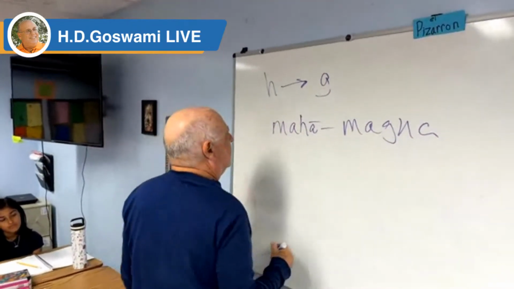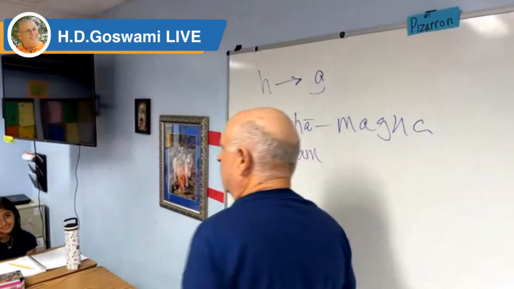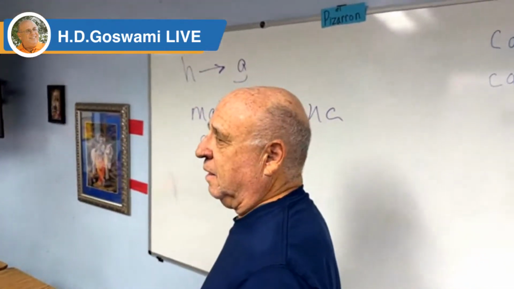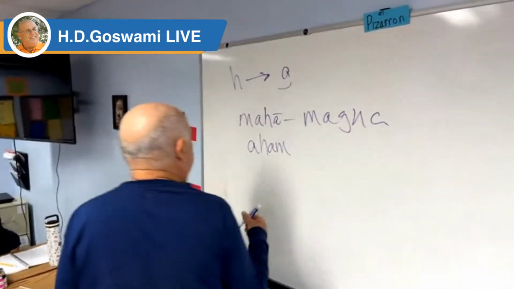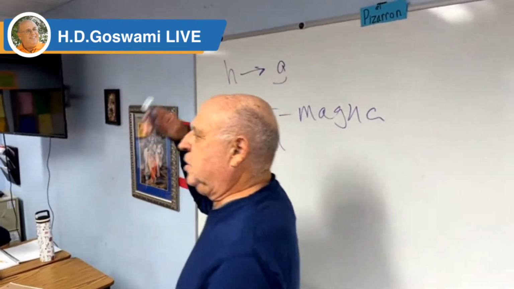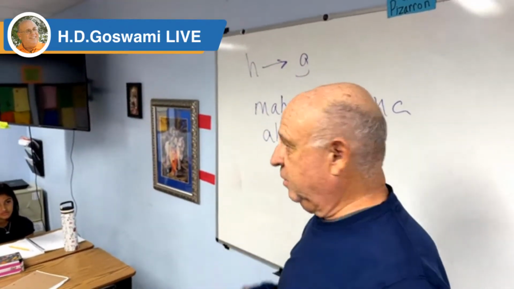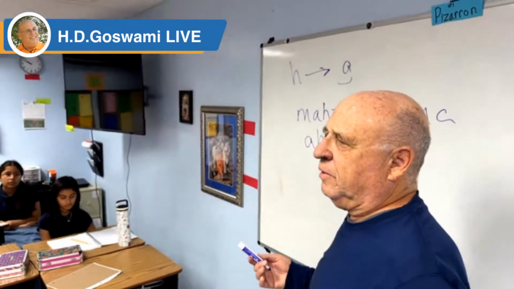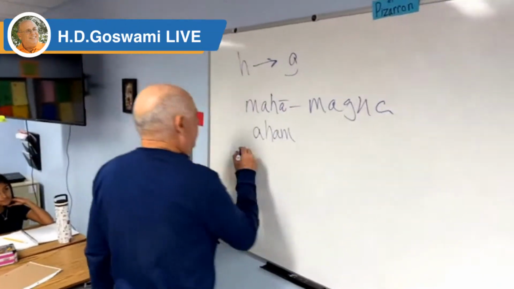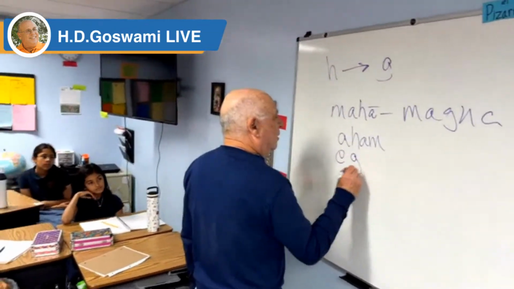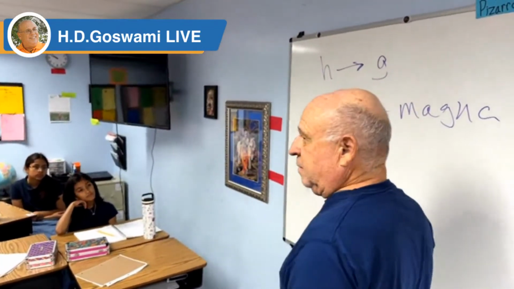Another example is the Sanskrit word aham. What does aham mean? I, like ahankara, always thinking I. So aham means I. What you study is that languages change over time, and the consonants are more stable than the vowels. Like when people come from different countries here, they'll get the vowels wrong. But from aham, you just change the vowels and you get the Greek word ego. Again, it's the same H to G.